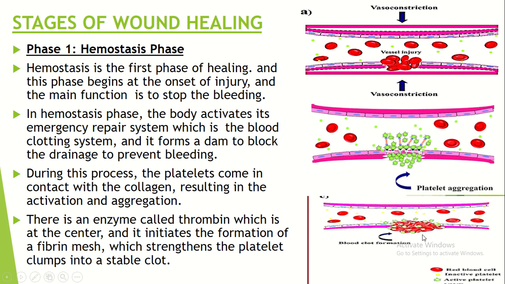And here you can see the fibrin. An enzyme called thrombin in our body forms the fibrin. These two form a fibrin mesh, so that it is sealed into a stable clot. Stable in the sense that it is strong enough to hold the blood from flowing out. That is done by the platelet and the fibrin. So this is the process which happens in the hemostasis phase.